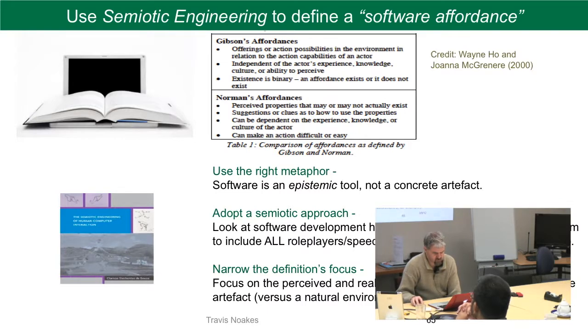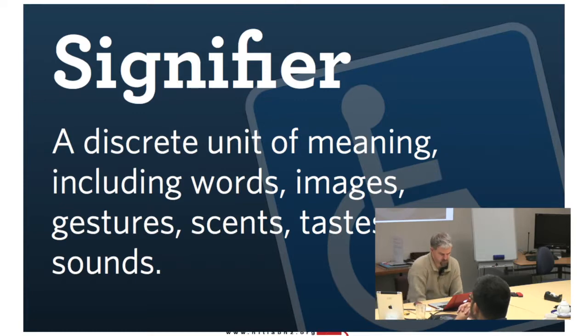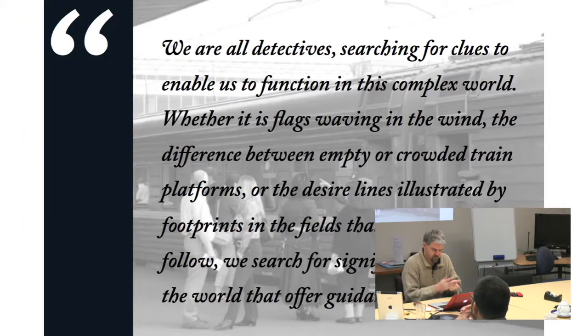So one of the other interesting things, though, is to think about what's called a signifier. This is a discrete unit that signifies how something should be used. I found this quote which I thought was really interesting. It says that we're all detectives searching for clues to enable us to function in the complex world, whether it's flags waving in the winds, the difference between empty or crowded train platforms, or the desire lines illustrated by footprints in fields that suggest paths to follow. We search for significant signs in the world that offer guidance.